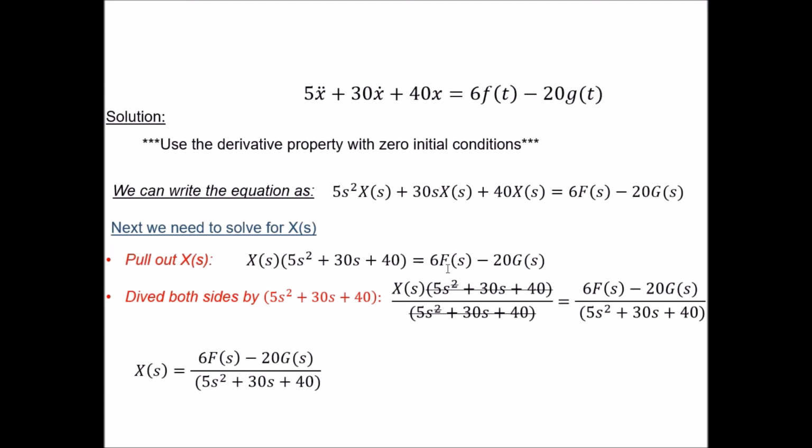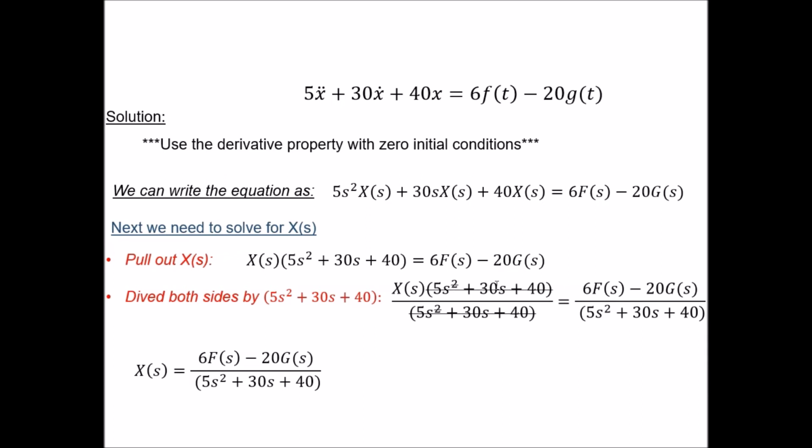So now that I have this here, again, I make a little note of what I'm going to do next to simplify and reduce this. I'm going to divide both sides by this denominator here, 5s squared plus 30s plus 40. So I divide this right here, put this as the denominator there. Those end up canceling out. Divide the right-hand side of the equation now. I have my 5s squared plus 30s plus 40 in the denominator here.